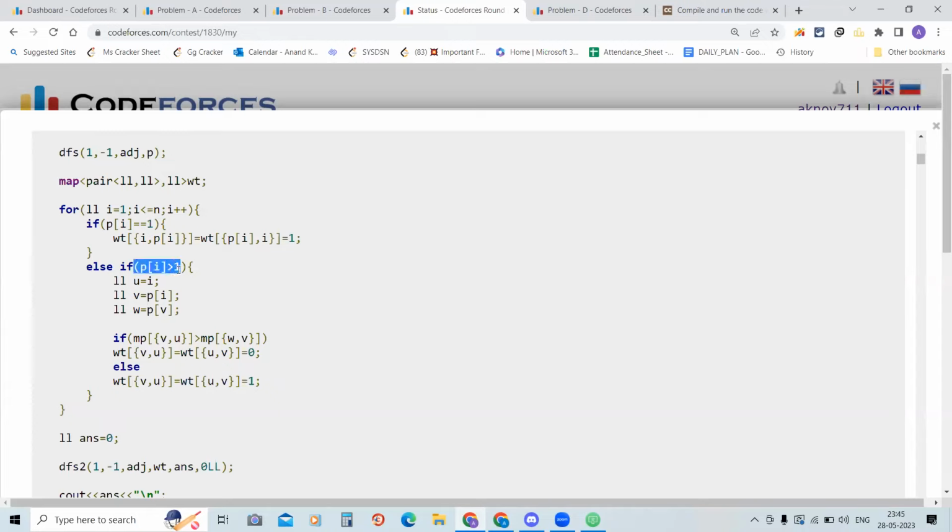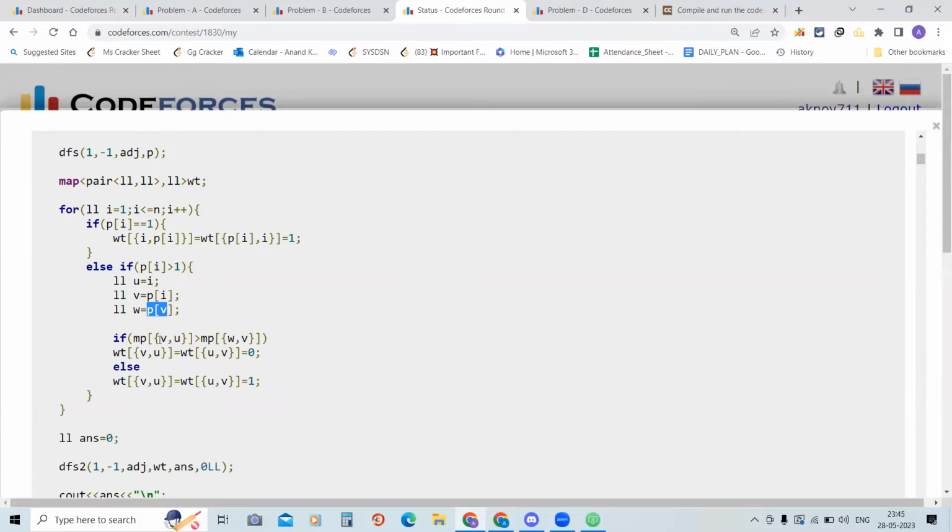Otherwise, if it is not the case, then pi will be strictly greater than 1. Pi cannot be -1 because -1 means that it is the root. Root has parent -1, so it has no edge, so no meaning. So if pi is greater than 1, I am storing three things: u, v, and w. So u is the current node, v is the parent of the current node, and w is the parent of v. So w is the same as p dash.